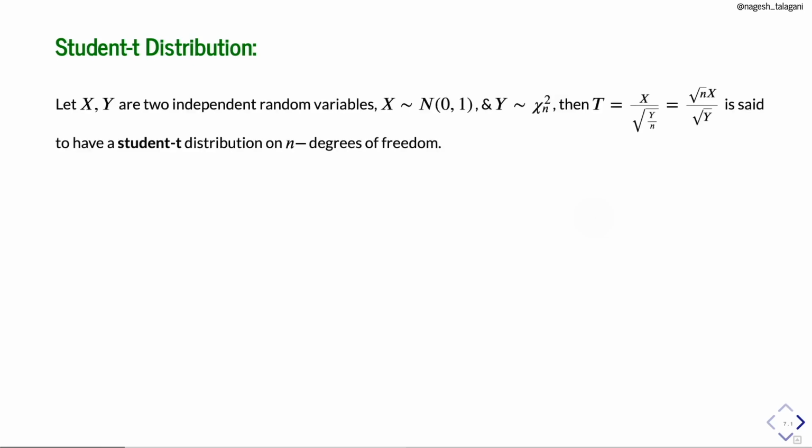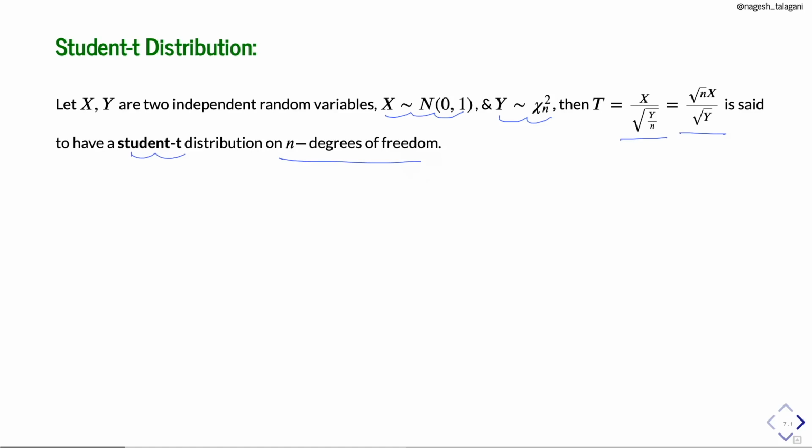Why this name? Because it was published under the name student T. Let X and Y be two independent random variables. Here X is a standard normal random variable, Y is the chi-square random variable with n degrees of freedom. Then T equals X by root Y by n. You can also write it as root n X by root Y. Here this T is said to have student t distribution on n degrees of freedom.